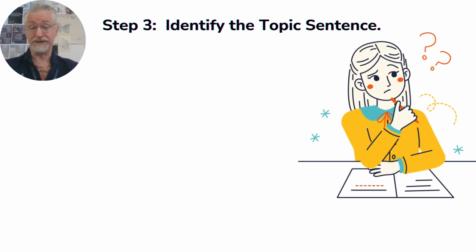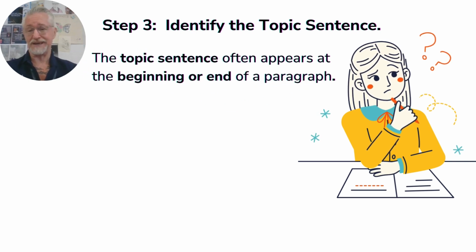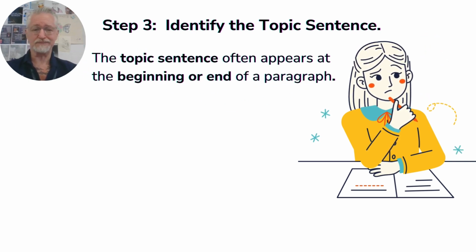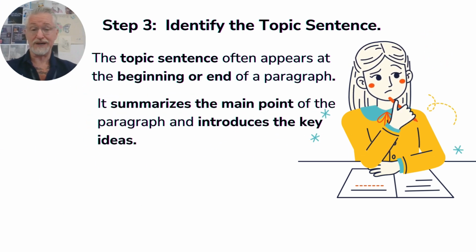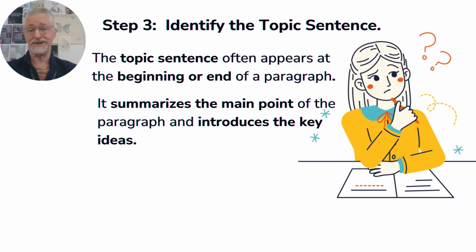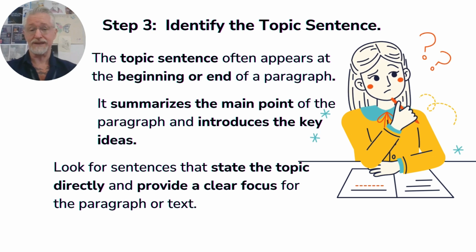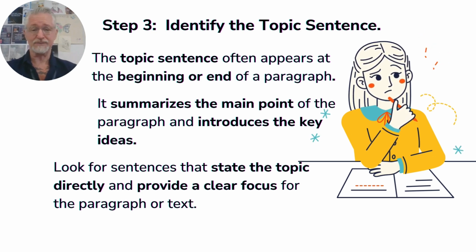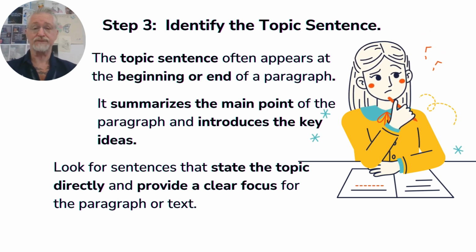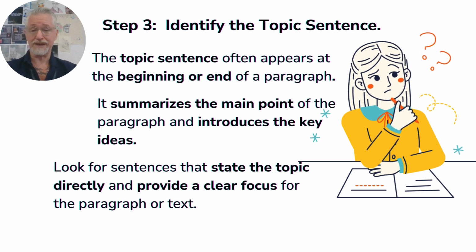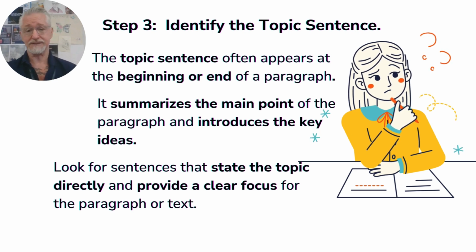Step 3 is to identify the topic sentence. Normally the topic sentence appears at the beginning, but sometimes it can be at the end of a paragraph. It summarizes the main point of the paragraph and introduces key ideas. You need to look for sentences that state the topic directly and provide a clear focus for the paragraph or text. The topic sentence itself will give you a summary of what you're about to read or what you've read in a paragraph or in a section of text.